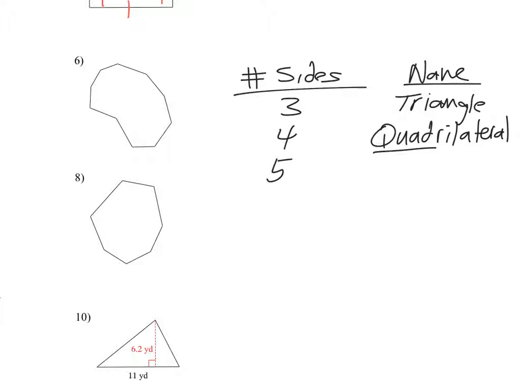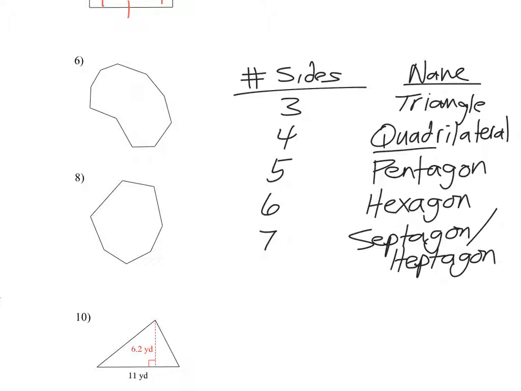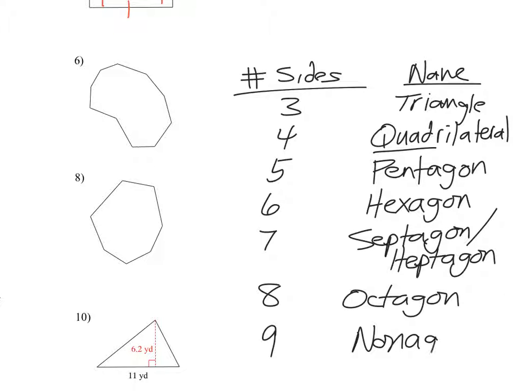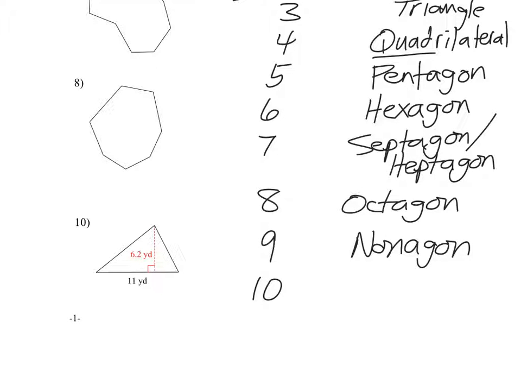5 sides is called a pentagon. 6 sides is called a hexagon. 7 sides, you might see this two different ways. There is septagon, but you also may see heptagon. It just depends on the textbook and what they do. 8 sides is called an octagon. 9 sides is a nonagon. Keep going. 10 is called a decagon.